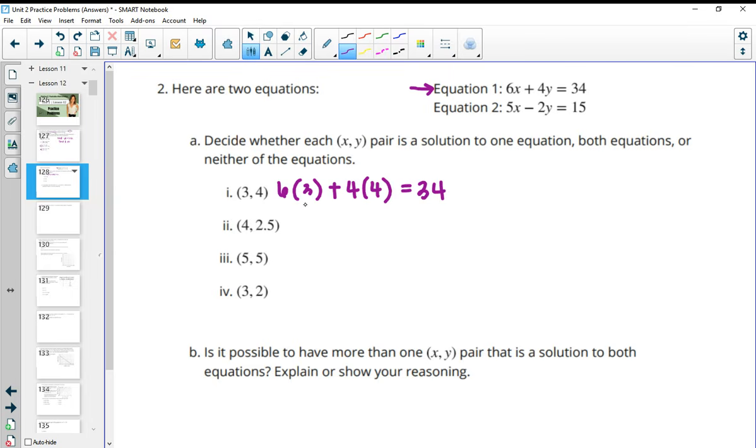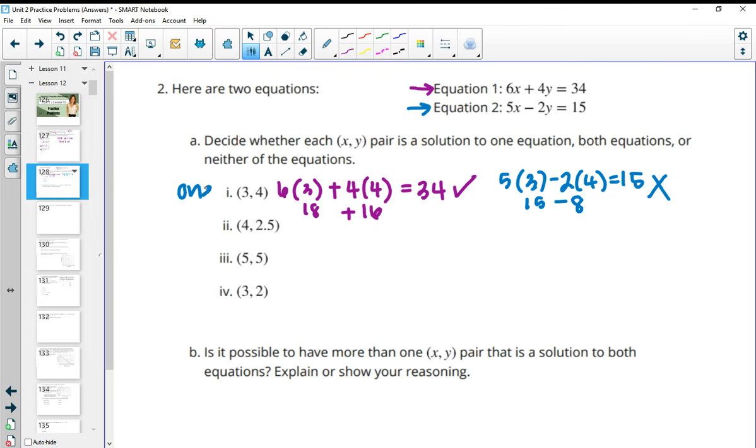So 6 times 3 is 18. 4 times 4 is 16. 18 plus 16 does equal 34. So this is a solution to that first equation. So then let's take a look at that ordered pair in the second equation. That would be 5 times 3 minus 2 times 4, and that should be 15. So 5 times 3 is 15. 2 times 4 is 8. So 15 minus 8 does not equal 15. So this is a solution to one of the equations.